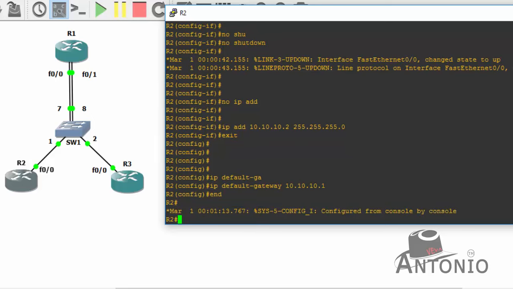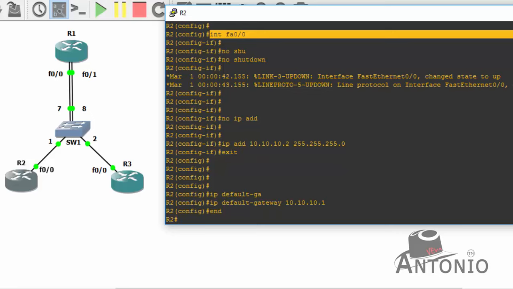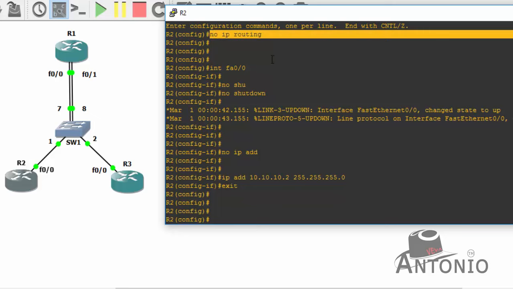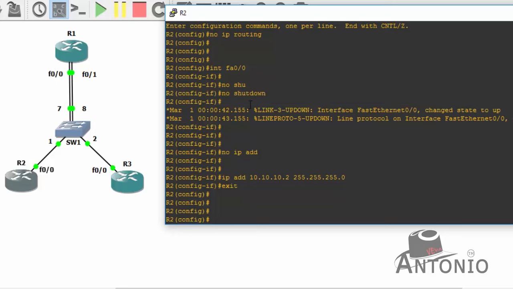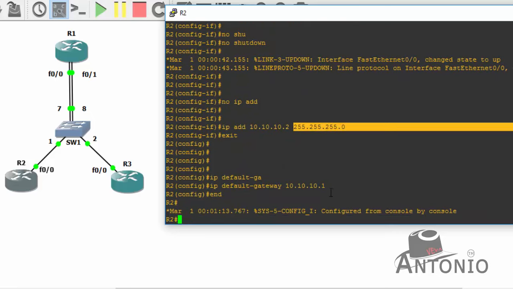So interface FA00, okay, pinasok natin yan. Teka lang, una dinisable natin IP routing, sabi ko nga, para maging individual PC lang siya at hindi siya maging router, at pinasok natin yung interface FA00 or /0 at niligate natin using no shutdown command. Binuhay natin yung interface at nilagyan natin siya ng IP address na 10.10.10.2 at with subnet mask of 255.255.255.0, and the default gateway is that 10.10.10.1.